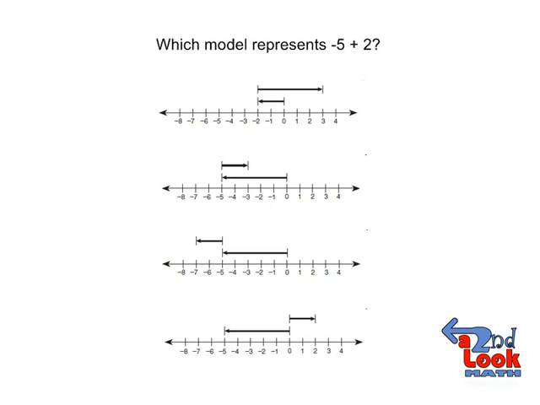Today we're taking a second look at models for combining and taking away integers. Here we have on the screen a question that asks which model represents -5 combined with a +2. Now, before we get into the models, I want to think about exactly what is the answer to -5 combined with a +2. Here we have a negative and we're combining it with a positive.